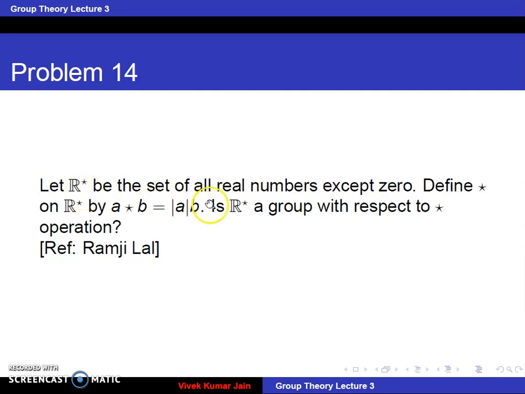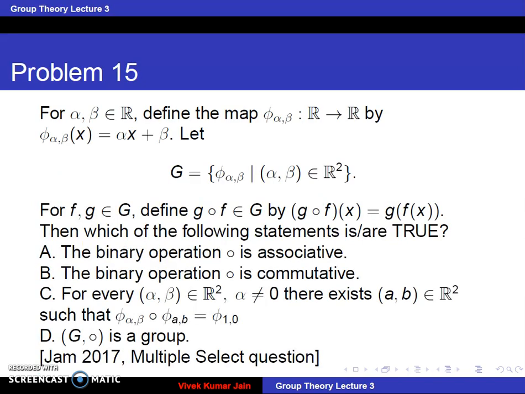Now problem number 14. Let R star be the set of all real numbers except 0. Define a star on R star by a star b equal to |a| times b. So the question is, is R star a group with respect to the star operation? This problem has been taken from the book of Ramji Lal.